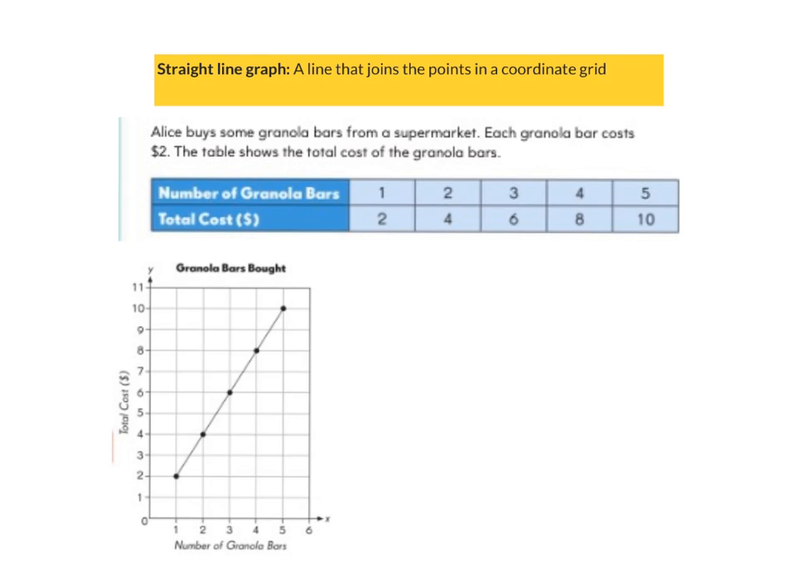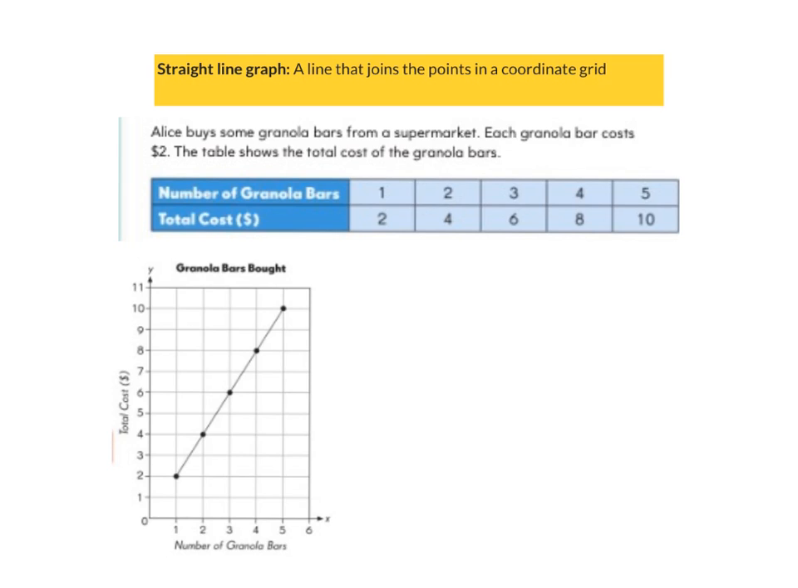Now that we've reviewed how to plot a point, we're going to start to learn how to graph an equation. Our equations are going to make straight line graphs, which are lines that join the points in a coordinate grid. For our first example, it says Alice buys some granola bars from a supermarket. Each granola bar costs $2. The table shows the total cost of the granola bars.